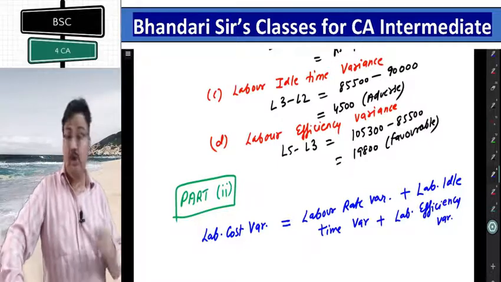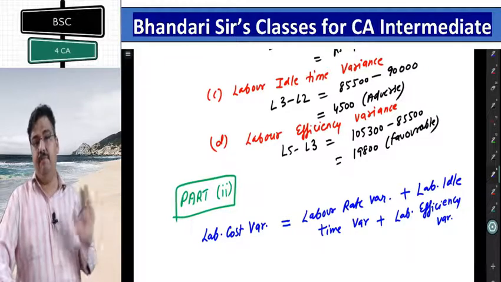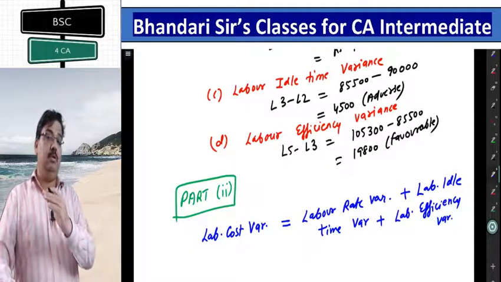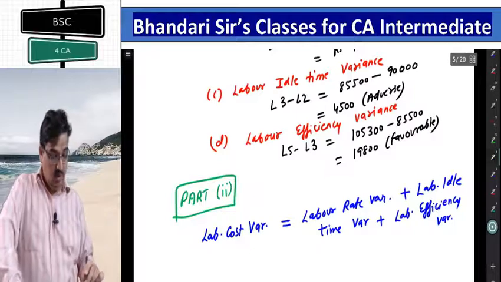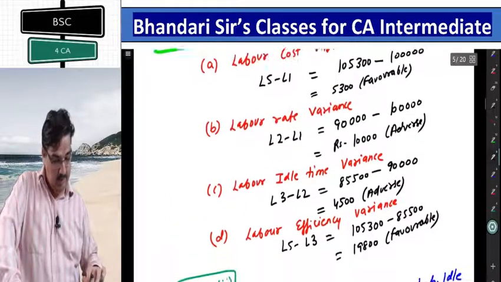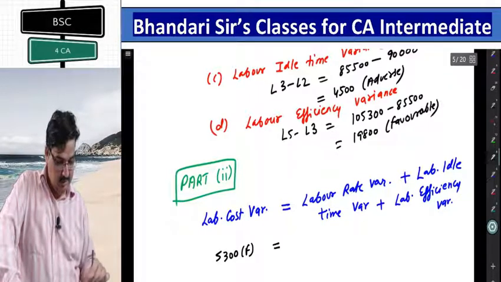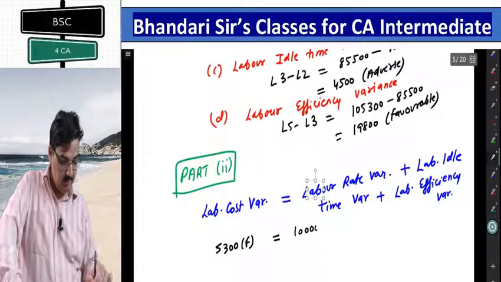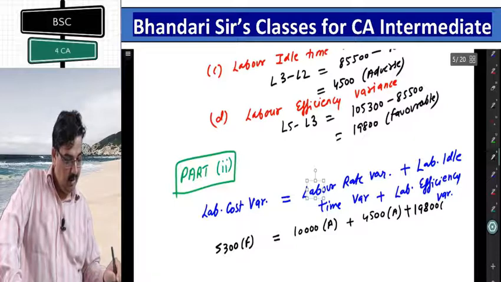Now cost variance, we are showing bottom level reconciliation if mix and sub efficiency were computable. Here we are showing the middle level of the second category that we have learned today. So this is cost variance. We computed A part, 5,300 favorable, is equal to rate 10,000 adverse, 4,500 adverse, 19,800 favorable.